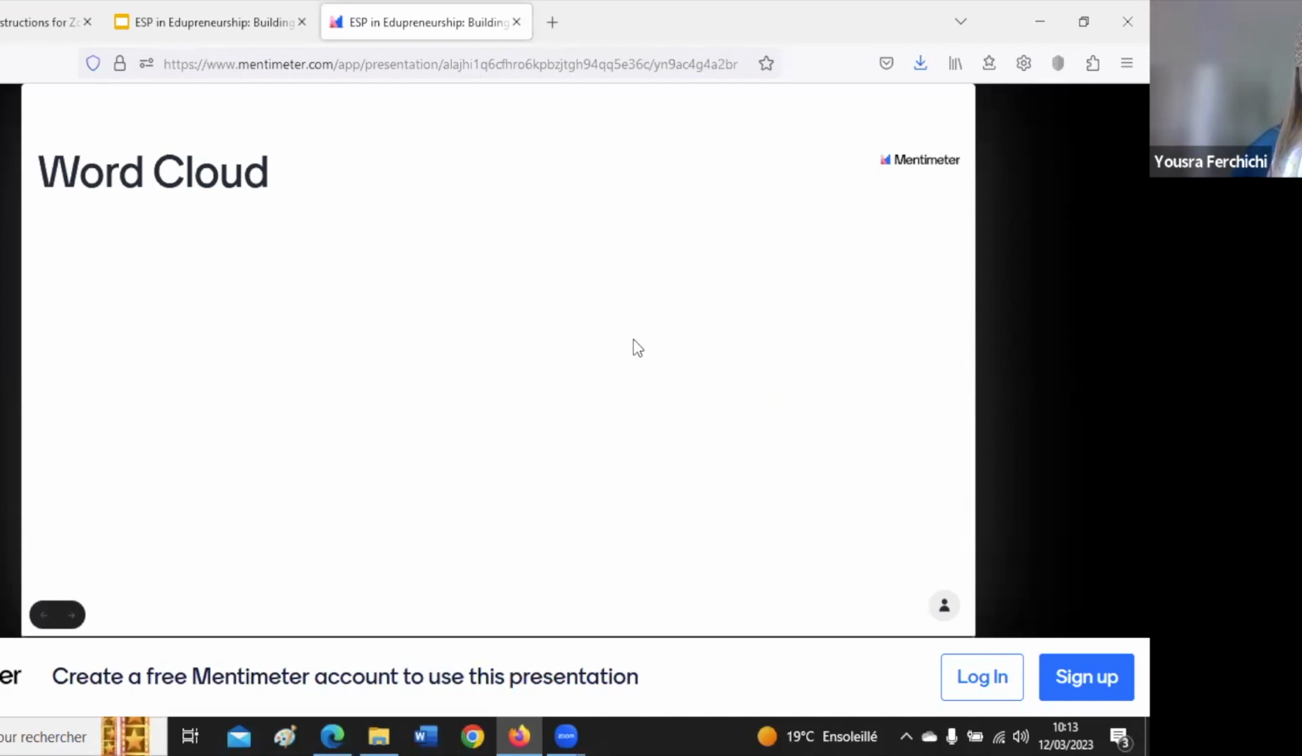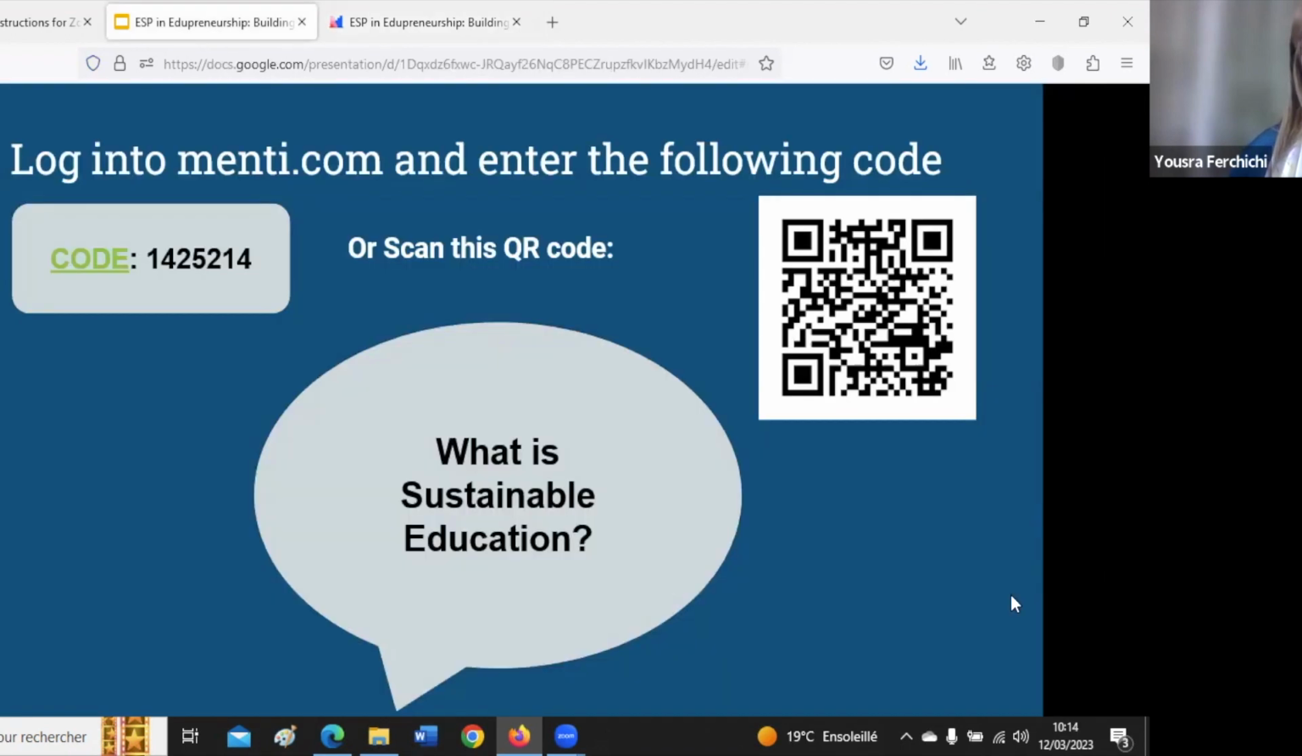So what is sustainable education according to you? For those who didn't manage to have access to Mentimeter, I'll be glad to read your suggestions in the chat box if possible. So how do you perceive sustainable education?